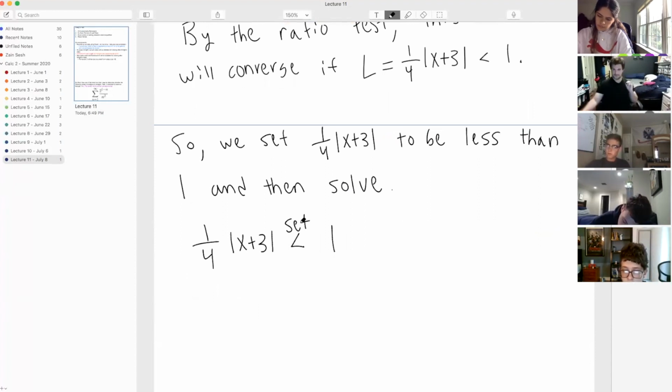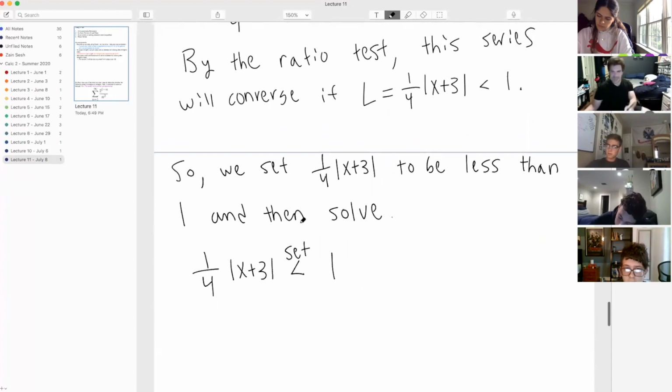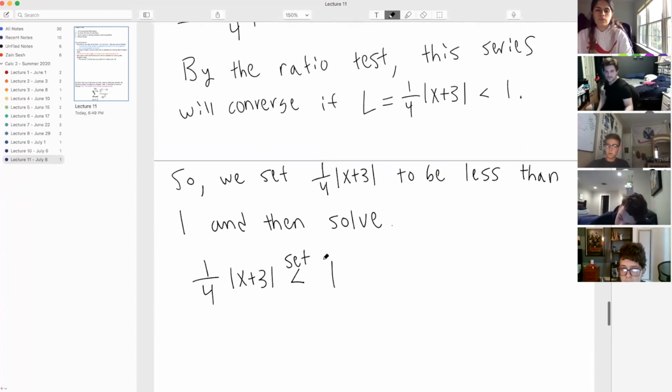And we solve. So is everyone okay with that? Do people put the colon in front of the greater than sign too, or does that just look too much like a frowny face for mathematicians? Well, the colon is for when you're making a definition. We're not making a definition here. I'm just setting it to be less than 1.